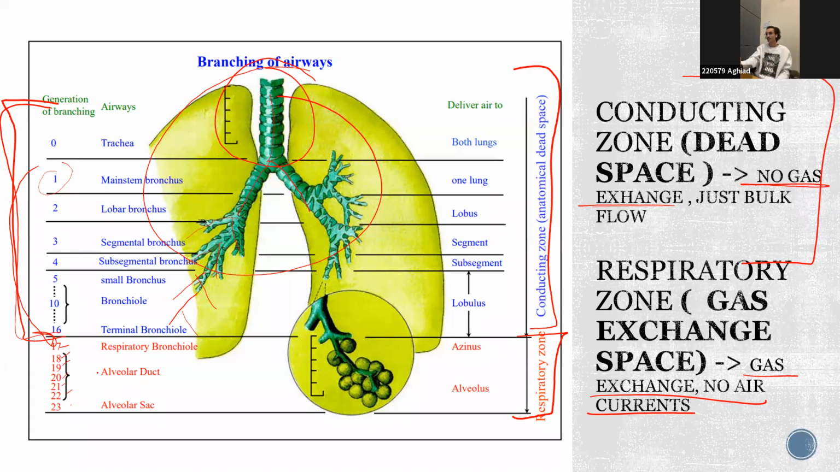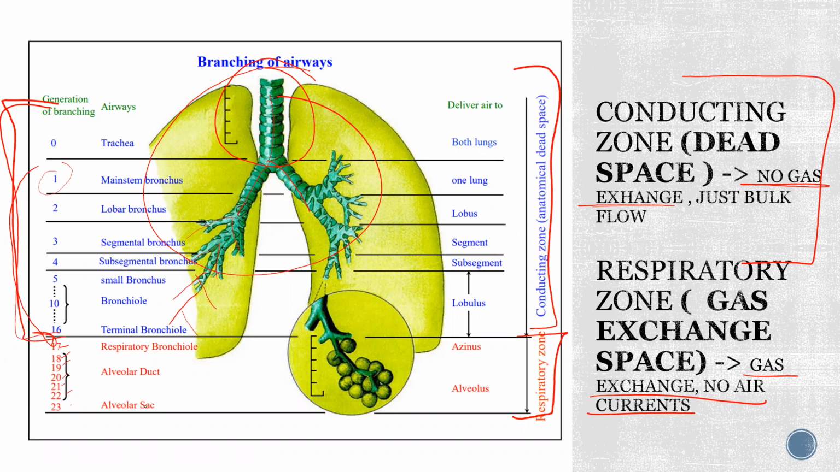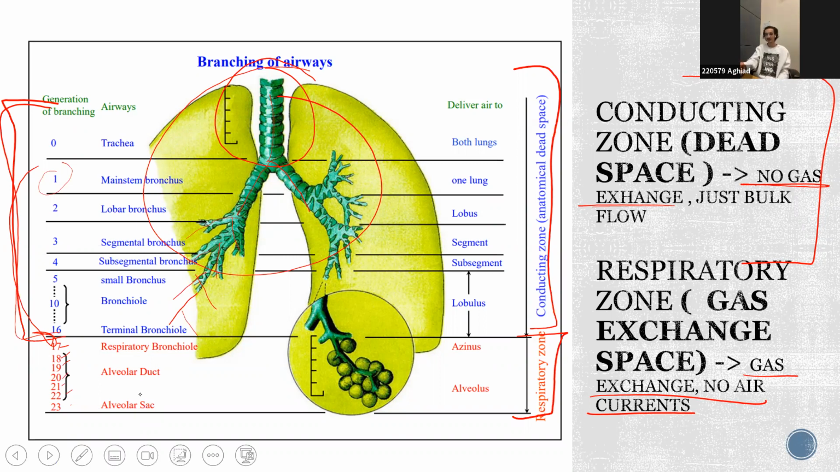So again, what's the difference between dead space and gas exchange space? Can somebody tell me that? You can type it in the chat or unmute. Dead space is just for movement of air. Gas exchange space is where gas exchange happens. Yes. Yep, no gas exchange in dead space. That is correct. Good. That's perfect.